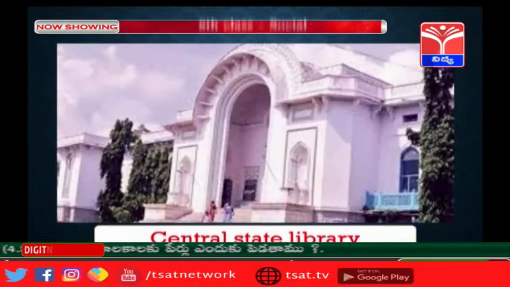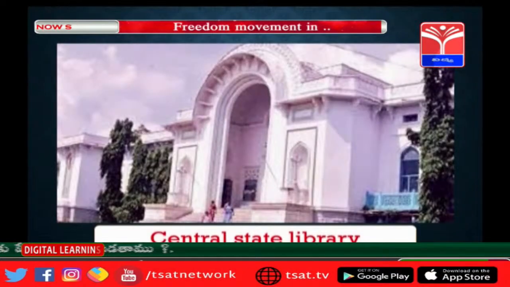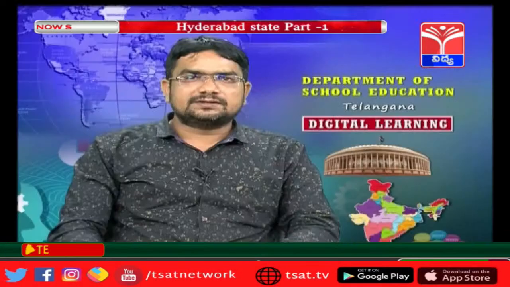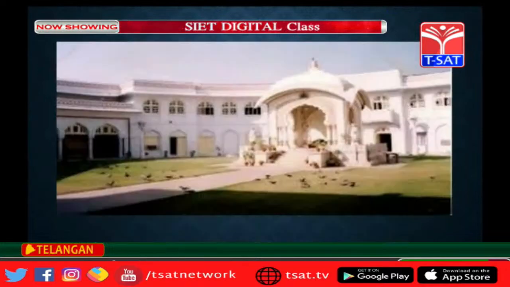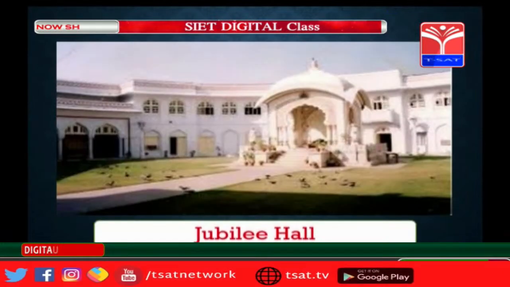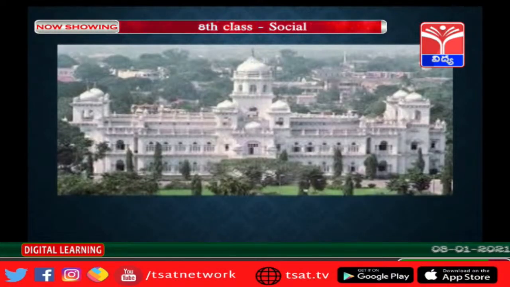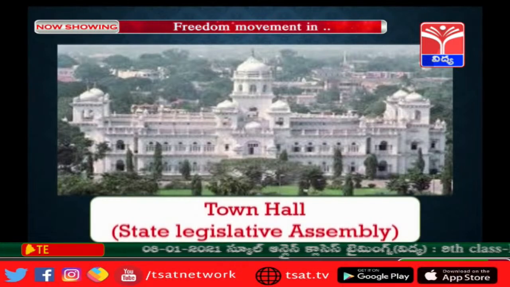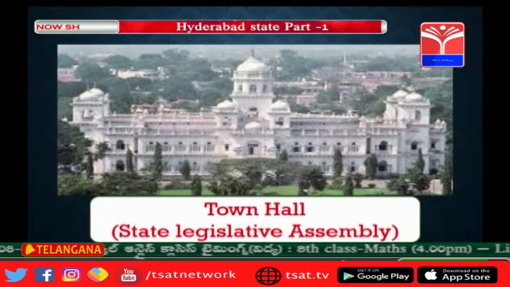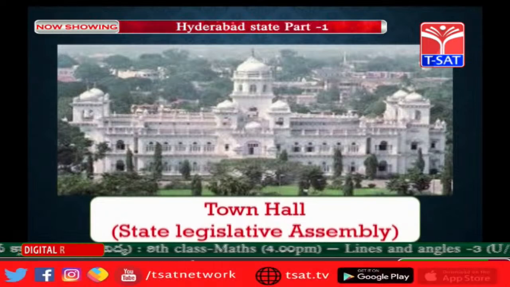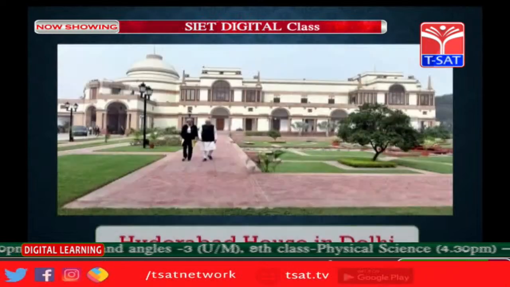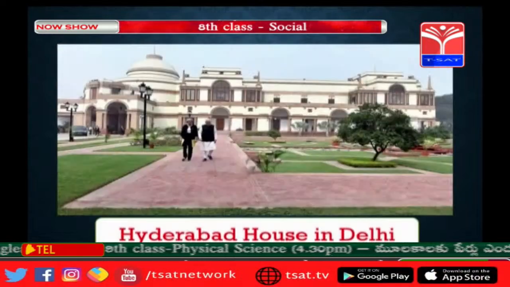This is the Central State Library, where you can study hours and hours together, with so many books available. This is Unani Hospital, and this is Jubilee Hall. Students, can you identify what this is? It is in our textbook. Yes, this is Town Hall, which is now the State Legislative Assembly. This is Hyderabad Museum, now called State Museum. This is Hyderabad House in Delhi.